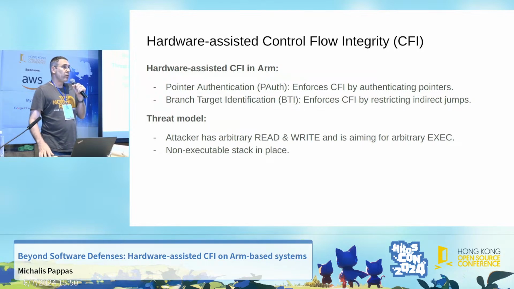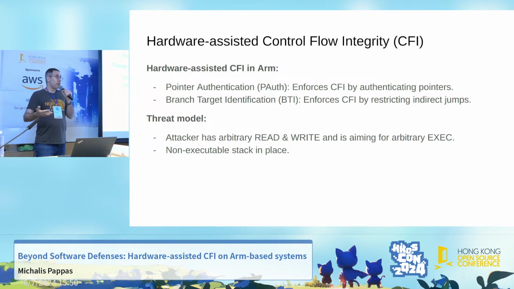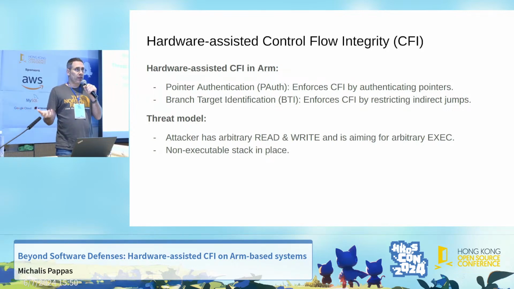But before we get there, we need to define our threat model. Pay attention to this because this is very important. Our assumption here is that the attacker has obtained read primitives and write primitives, so they can read and write into arbitrary addresses in memory, and they are trying to obtain arbitrary execution. The other very important assumption is that, of course, a non-executable stack is in place, because if you don't have that, then you fall back into traditional buffer overflows, right?